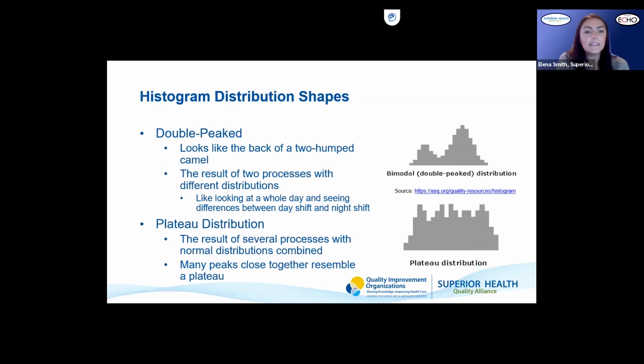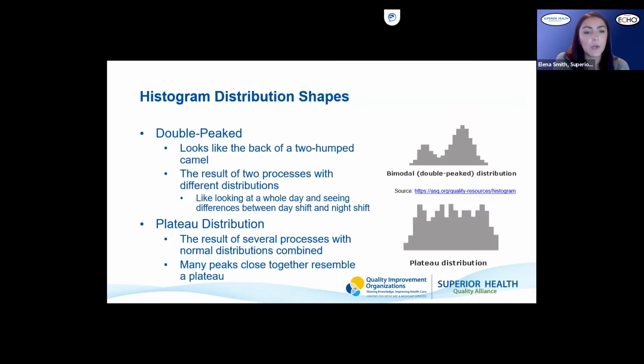The next one that you might see is a double peaked distribution shape, and this looks like the back of a two-humped camel. It's also called a bimodal distribution. This is the result of two processes with different distributions. You might see this if you are looking at a whole day and seeing the differences between the day shift and the night shift. Maybe there's some changes there, and that would be evidence of that.